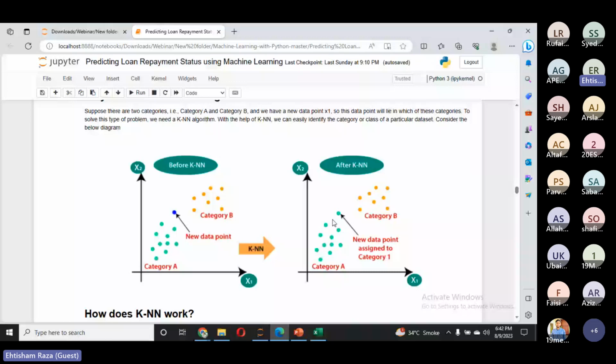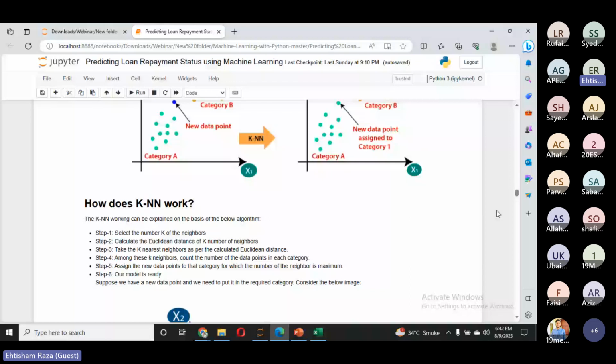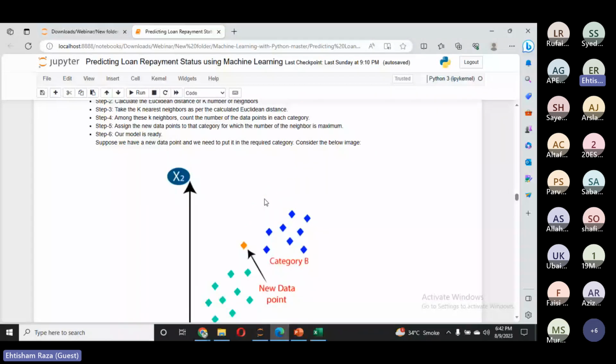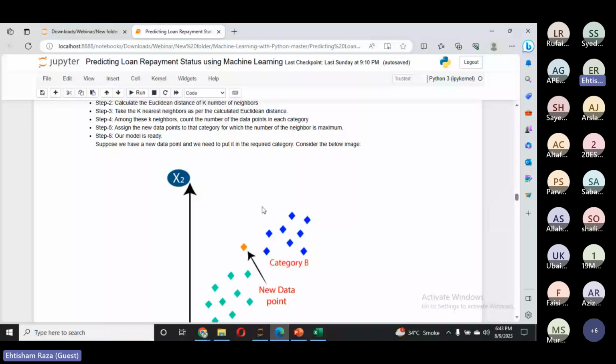How does KNN work? Let's go and see. First of all, KNN selects K, the number of neighbors. When a new data point comes, it checks how many neighbors from each class are near to this data point. If you see here, three neighbors are near to this data point from one class and two neighbors from the other. The class which has the highest number of neighbors near to that data point is the class it will be classified into. That's how nearest neighbor works.